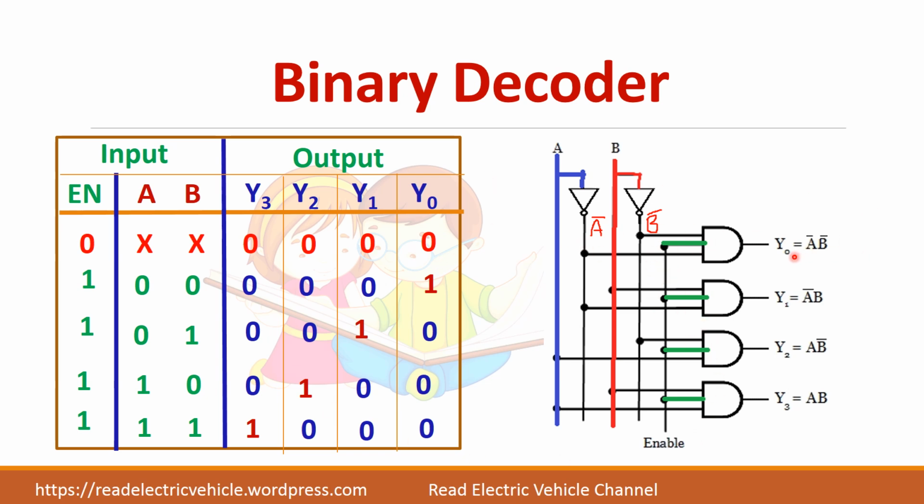Now when will you get output at Y0? When both A and B are 0, that is A bar and B bar. So connect the A bar line and B bar line to the first AND gate. For the second case, A bar B. So A bar is here, B is this red line, connected to the second AND gate. Similarly you can do the remaining ones. So binary decoder design is very easy.